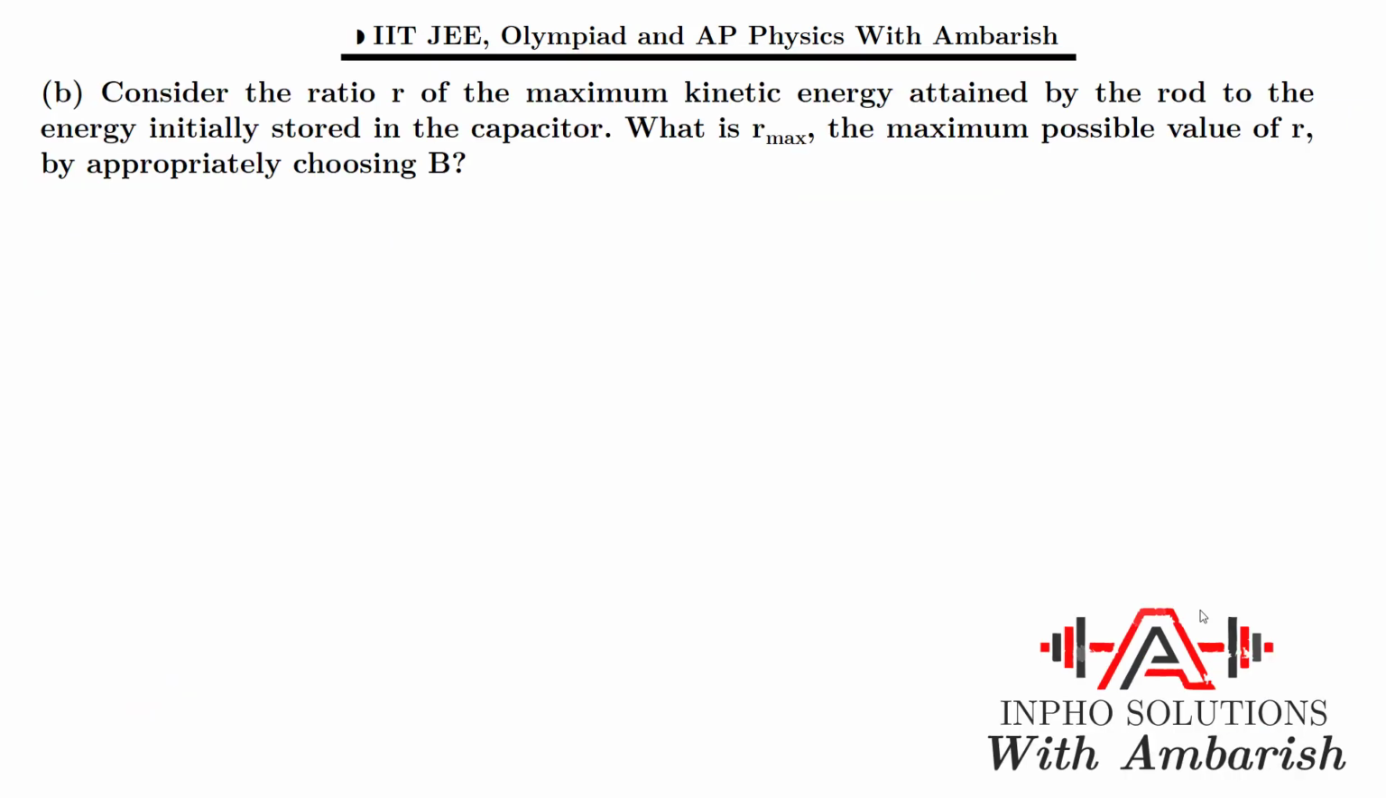Now what about the next part? So the next part is, consider the ratio R of the maximum kinetic energy attained by the rod to the energy initially stored in the capacitor. What is the R max, the maximum possible value of R, by appropriately choosing B?